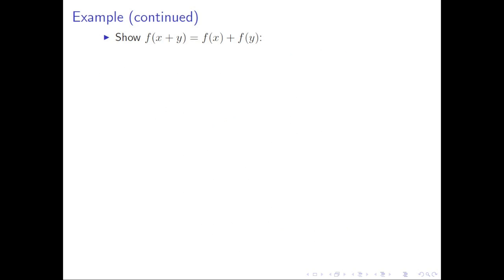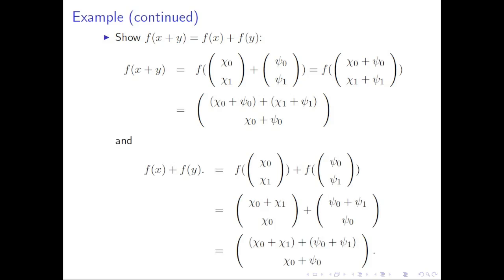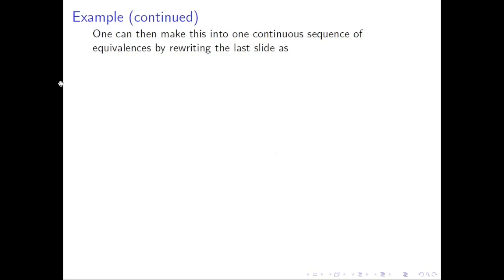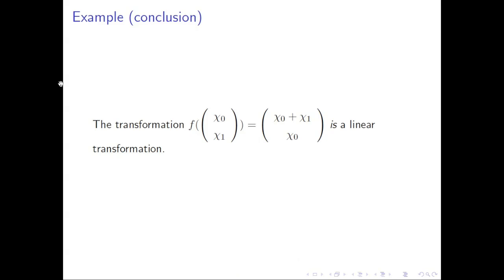Okay, now we move on to f of x plus y and show it equals f of x plus f of y. We can again give a sequence of equalities separately for f of x plus y and f of x plus f of y. Notice that they evaluate to the same expression if you recognize that scalar addition is commutative. We can then make this one continuous sequence of equalities as follows. We conclude that this vector function is a linear transformation.